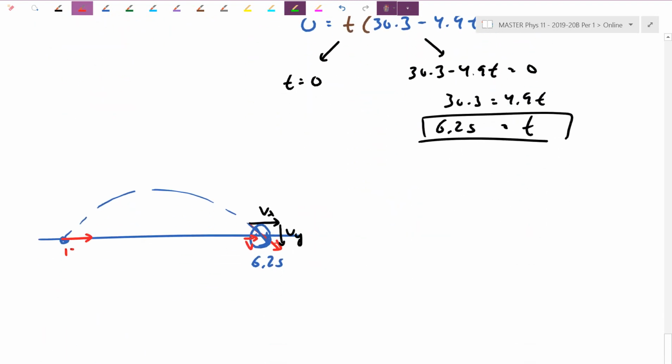So at first when I launched it, forward 17.5. A little bit later, still 17.5. Even by this ending position, it's still going to be 17.5.